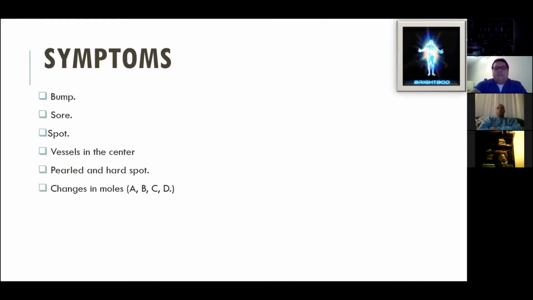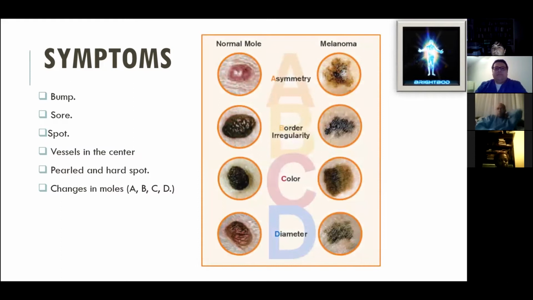And there's something called the ABCD of moles that you should really know and apply. This is basically it. A stands for asymmetry. That means if you take your mole and divide it by the middle, both halves should be very similar. As you see in the picture on the right, in the A, you'll see a mole that is very asymmetric. One half doesn't look anything like the other one. So that's something you should take care of.